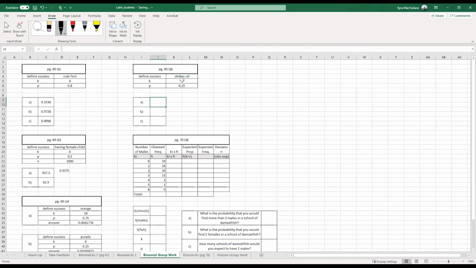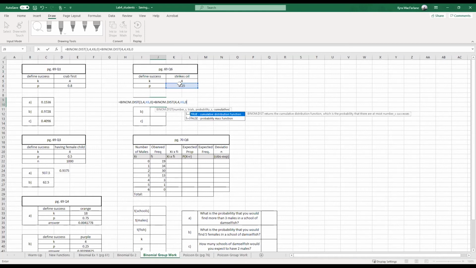For A, what is the probability that he will strike oil in at least 3 of the 4 wells? So this would be binomial.dist for 3 out of 4 wells, not cumulative, plus binomial.dist for 4 out of 4 wells, with the probability up here, not cumulative.